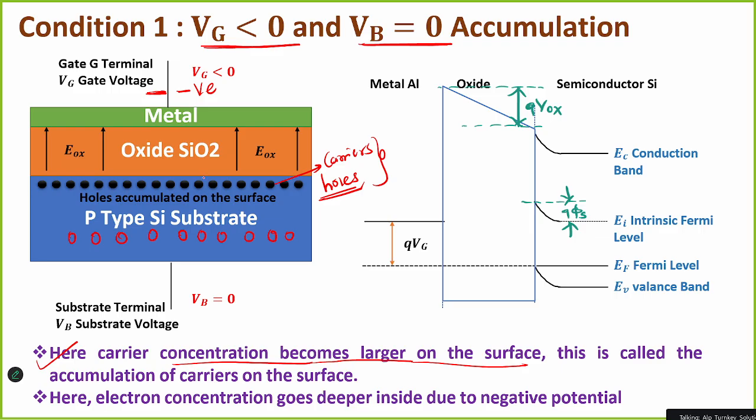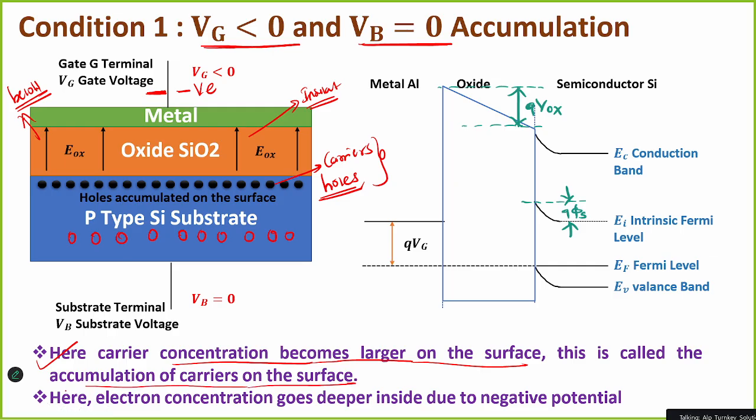Holes will be added due to this negative charge. This is an insulator, so it will not pass through. So it will be accumulated on the surface of the substrate, or the surface below the oxide layer. Accumulated below the oxide layer. This is what we call accumulation of carriers on the surface.